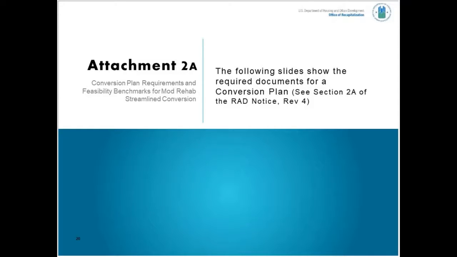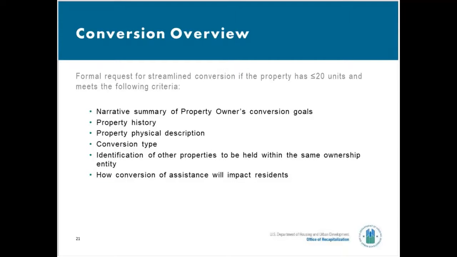So please refer to attachment 2A if you don't remember all of what I said here today, or to get a little bit more information. So the conversion overview is a formal request for streamline conversion. And again, to be eligible for the streamline conversion, the property has to have 20 or less units. And in your conversion overview, you are going to provide a summary of the property owner's conversion goals. So what are your goals in pursuing a conversion of your Mod Rehab or Mod Rehab SRO contract?